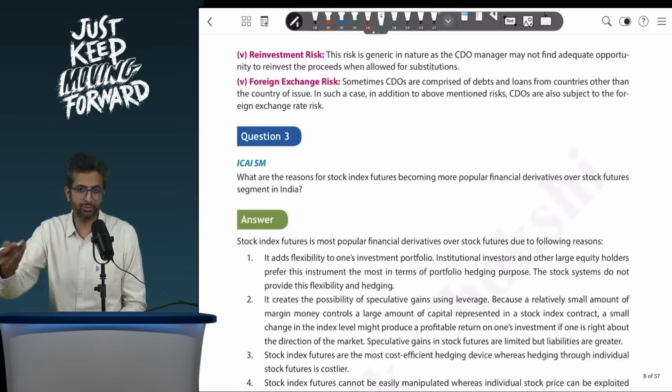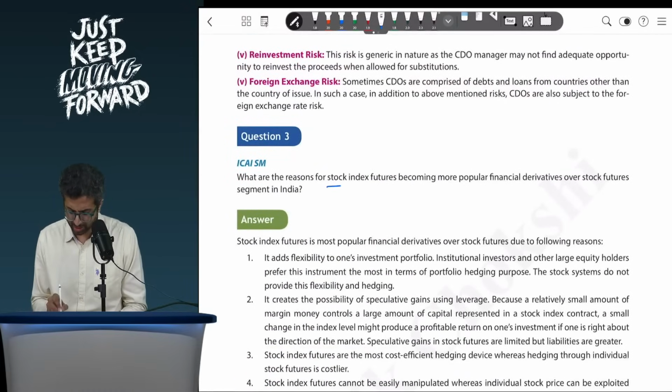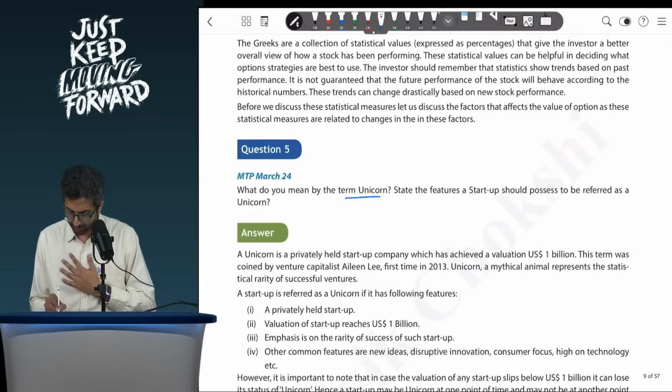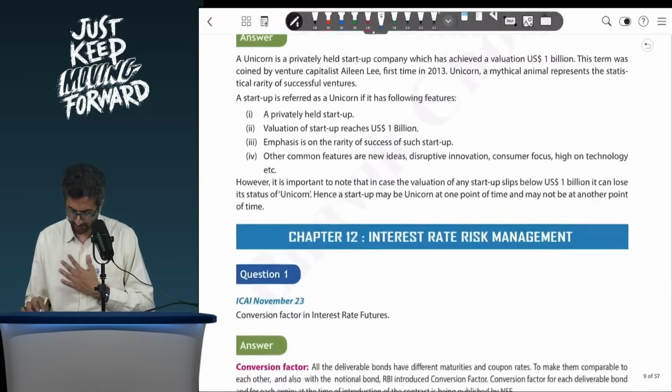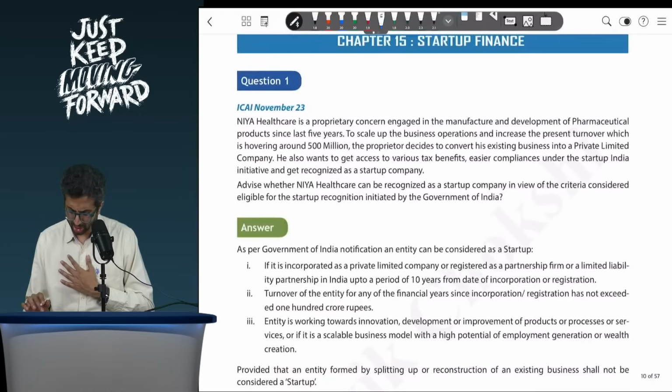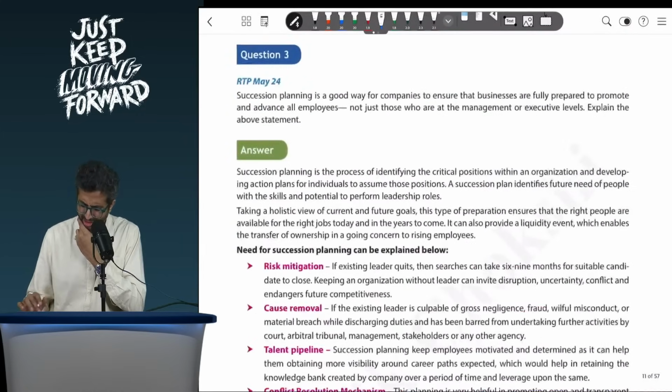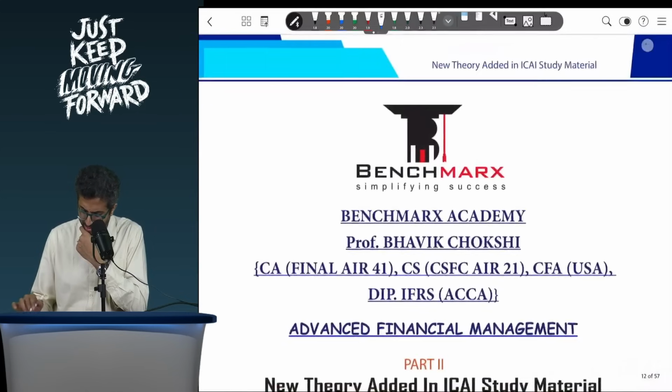You can just read through it. If you have any questions or problems, you can ask, but there's nothing new per se which has come. Like you have unicorn, features of a startup should be referred to as unicorn. Okay, a couple of November 23 interesting questions are there. So if you want to discuss that, we can possibly discuss that.